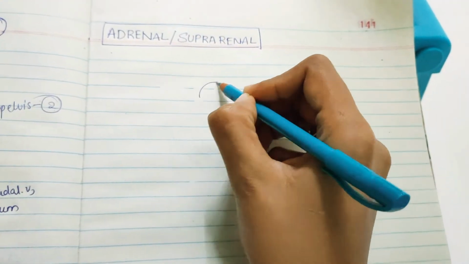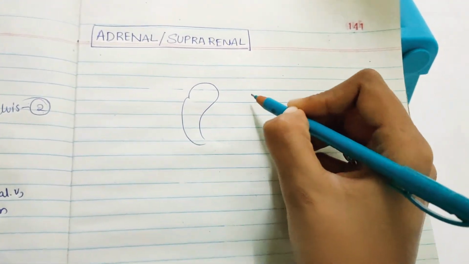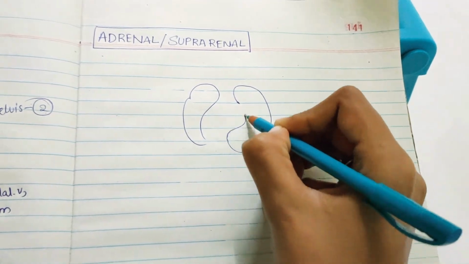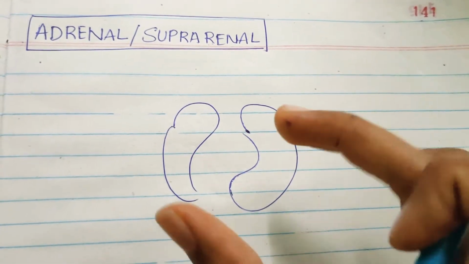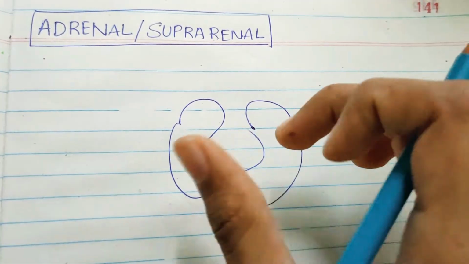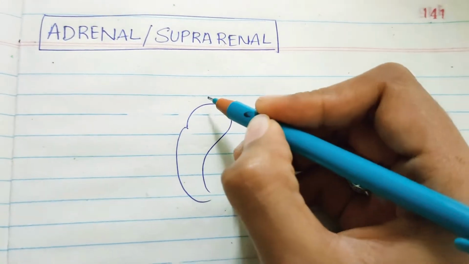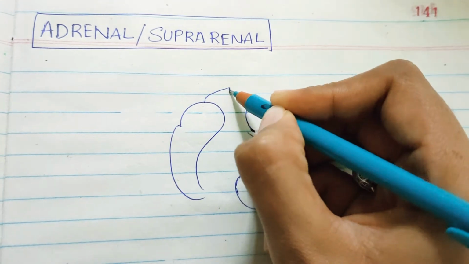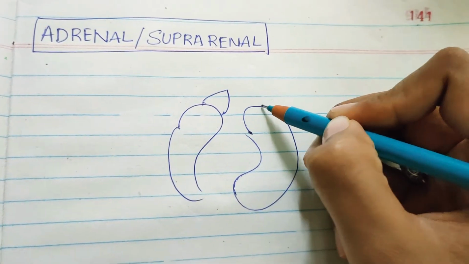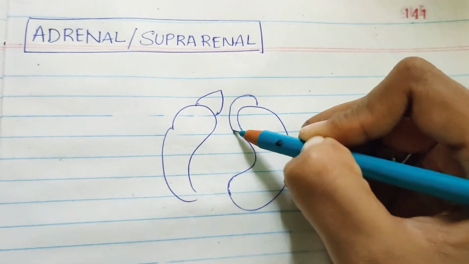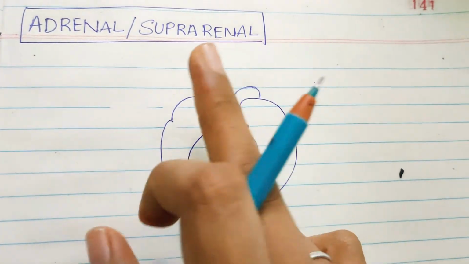So first, we need to draw the kidney. We need to draw the two sides of kidney first. Of course, this is not so clear, not the exact diagram. So imagine this as kidneys. This is a right side kidney, and this is a right side suprarenal gland, and this is a left side suprarenal gland.